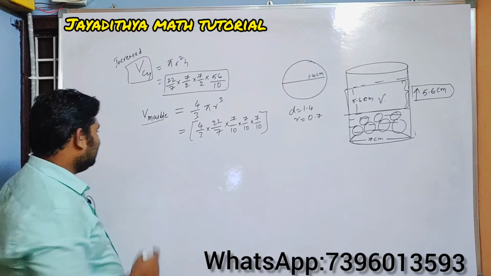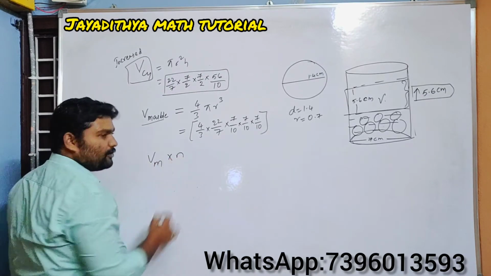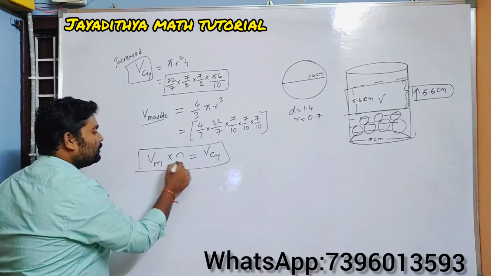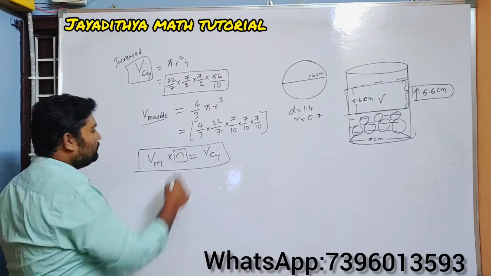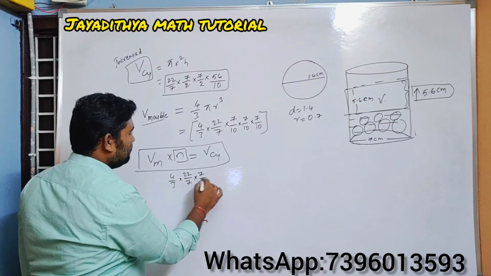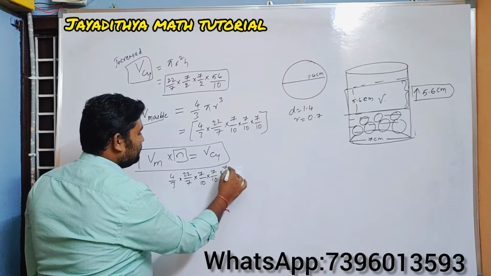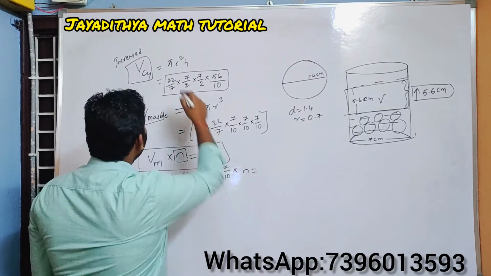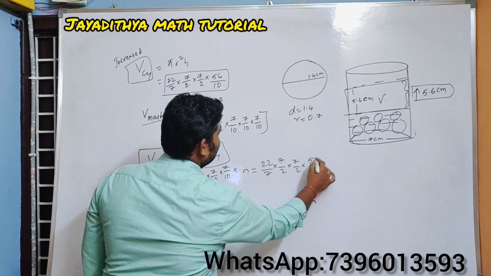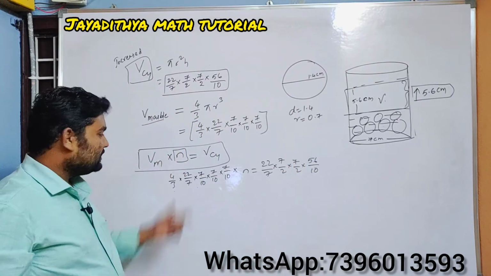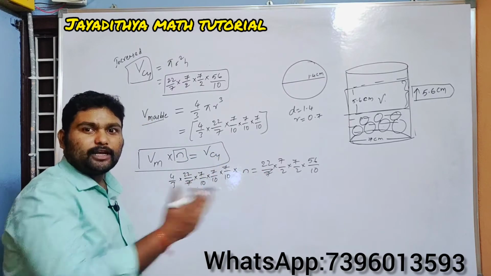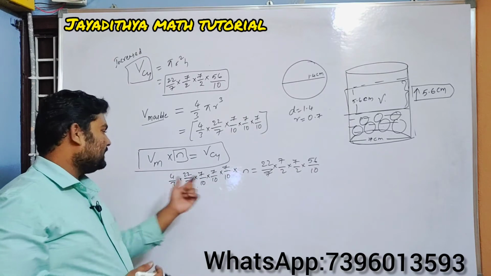So the only statement you need is: volume of marble into number of marbles is equal to volume of cylinder. You should write that here. Then only you can find the number of marbles. So volume of marble is given as 4/3 into 22/7 into 7/10 into 7/10 into 7/10 into n is equal to the volume of cylinder, that is 22/7 into 7/2 into 7/2 into 56/10. Why have I not cancelled yet? See here, we can cancel directly. Denominators can be cancelled directly. So 7 and 7, these are on both sides, and we have only multiplication symbols. You can directly cancel 7 and 7.